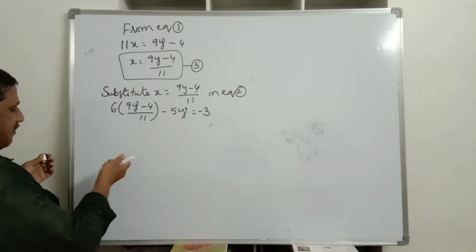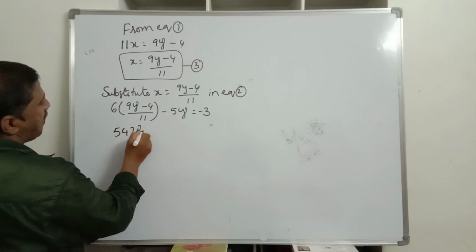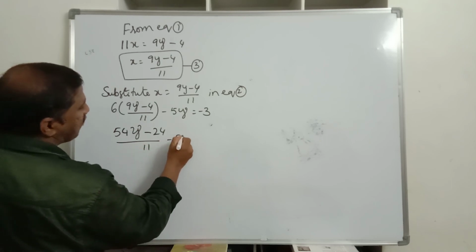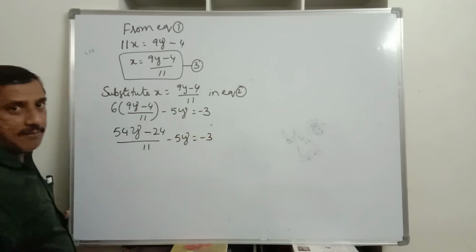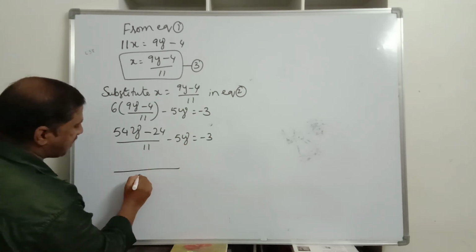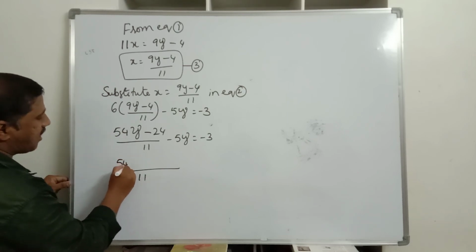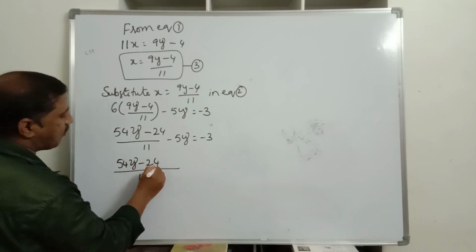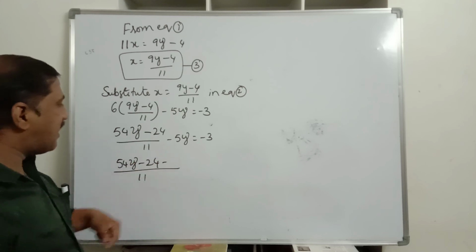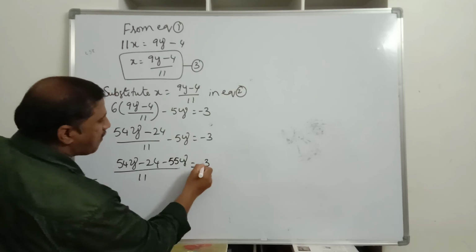So here, multiply with 6. 6 into 9, 6 nines are 54, 54y minus 6 into 4 it is 24, by 11, minus 5y is equal to minus 3. Now take the LCM. 5y means 5 by 1, take the LCM of 11 and 1, it is 11. So divide with 11 we get 1. 1 into 54y, that is 54y minus 24, and minus, divide with 1 we get 11 as the quotient. 11 into 5, 11 fives are 55, that is minus 55y is equal to minus 3.